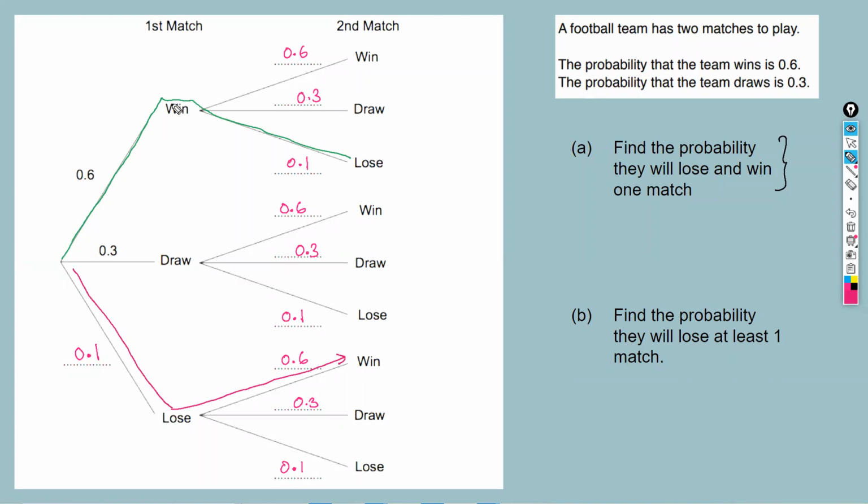So if you win and then lose, it's 0.6 multiplied by 0.1, because essentially we're moving from left to right. So we have to multiply the values we come in contact with. 0.6 multiplied by 0.1. I think this will give us 0.06. Or, right, we can lose first and then win. So over here is 0.1 multiplied by what? 0.6. This will give us another 0.06.